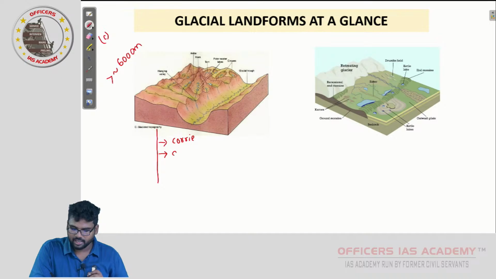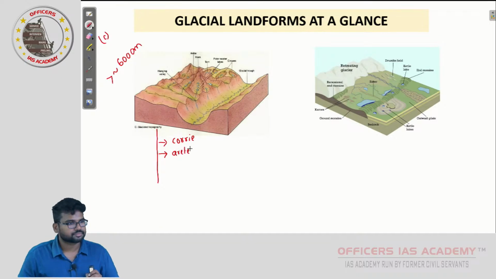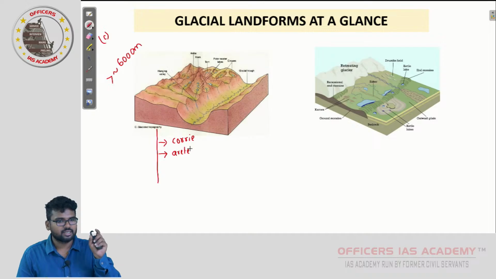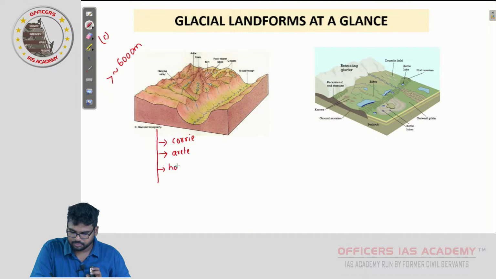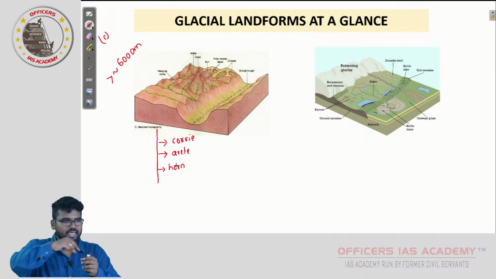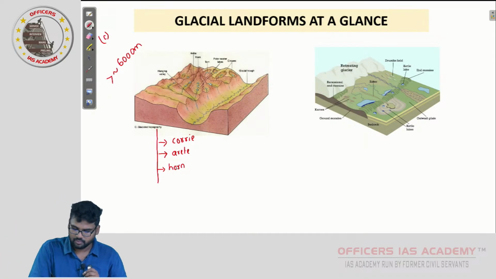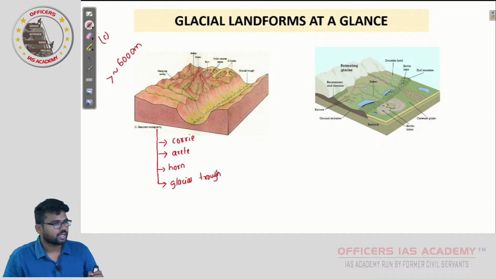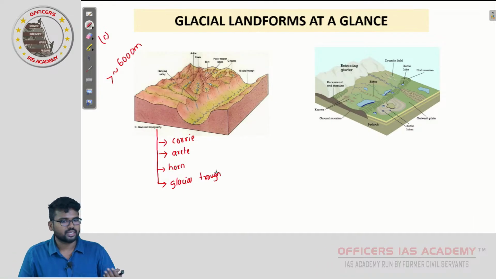Then we can have an arete. What is an arete? A steep-sided ridge between two corries. Then what is a horn? When back-to-back aretes meet, they give rise to a pyramidal peak which looks like a horn. That is what we are referring to. Then they can also form a glacial trough. What is a glacial trough? It's a big, extended depression which is cut by the continuous erosional activity of the glaciers.